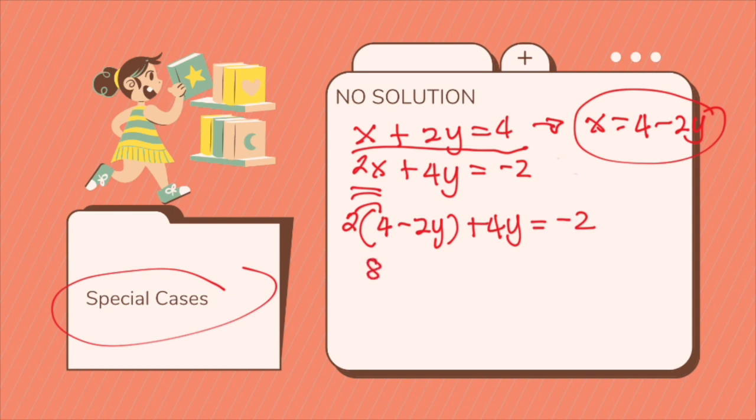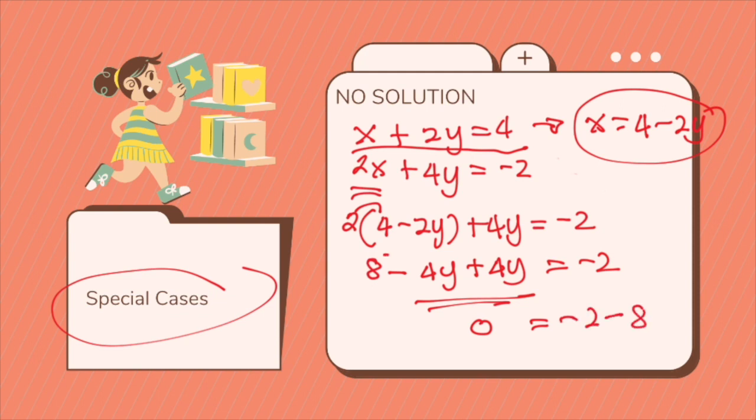Distribute 2, I'll have 8 minus 4y plus 4y equals negative 2. This will be 0 equals, transfer 8, that will be negative 2 minus 8. 0 equals negative 10. Therefore, this is not equal. Therefore, this system of equations has no solution at all.